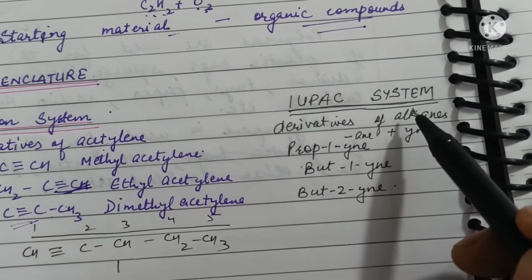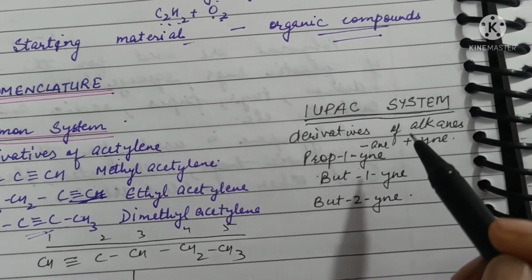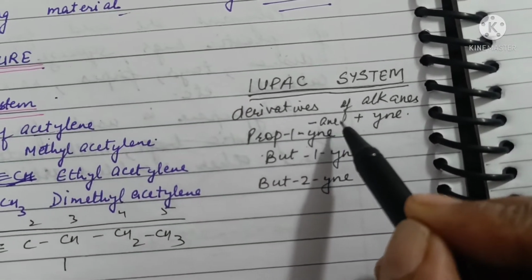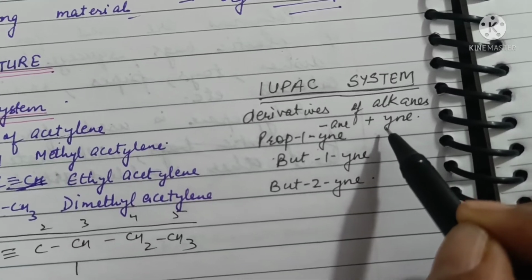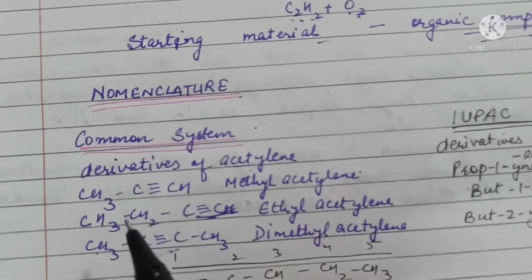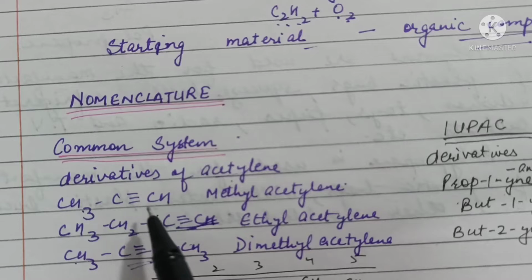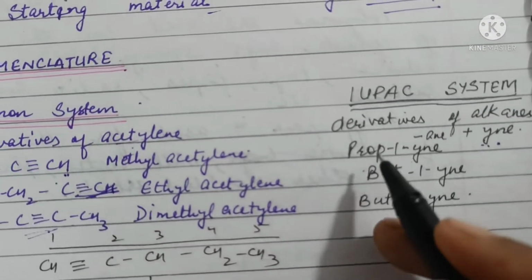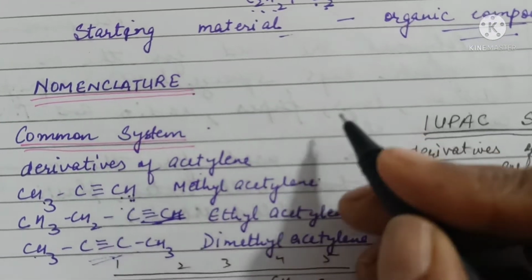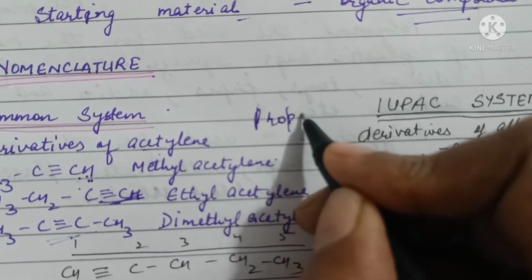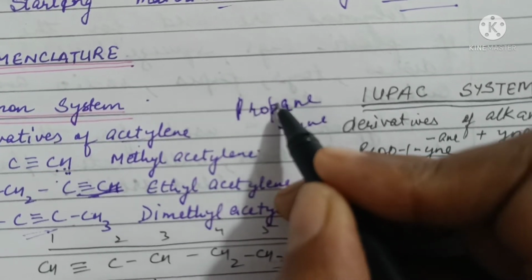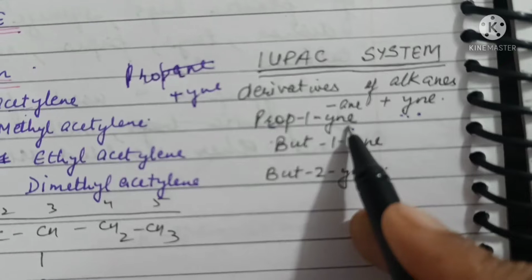In IUPAC system, they are named as derivatives of alkanes. You remove the suffix "ane" from alkanes and add the suffix "yne" to name the compound. For example, an alkyne with 3 carbon atoms will be called propyne. A 3 carbon alkane is called propane. So propane minus ane plus yne makes it propyne.